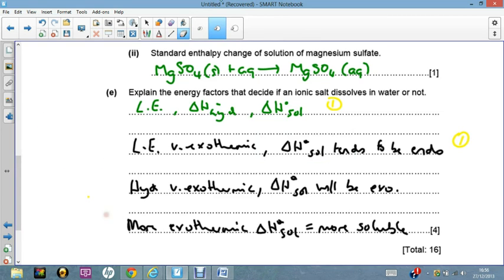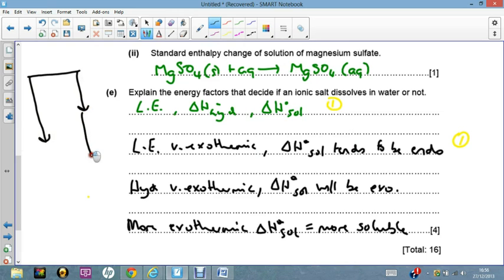Draw that a little bit clearer. Next mark for saying, so there's your ions again, there's your lattice enthalpy. Next mark for saying if your hydration enthalpy is very exothermic, then enthalpy of solution tends to be exothermic. Okay, so 1 mark for saying that. And then the final bit is for saying the more exothermic something is, the more favourable it is. So if it's more exothermic, it's more likely to dissolve. So that's your final mark. Again, this is the hardest bit of this question. Very high level question towards the end of the paper, quite demanding.